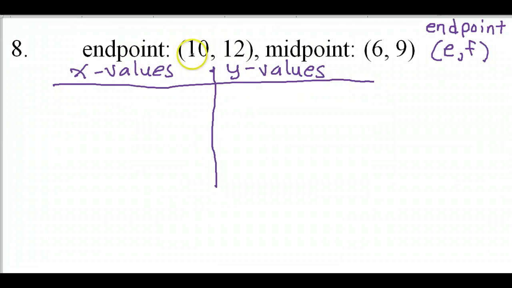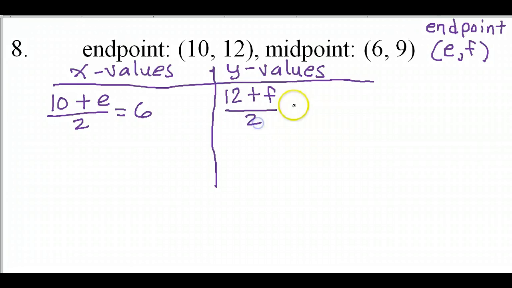Okay, so the average of my x's should equal my x. So 10 plus e divided by 2 should equal 6. The average of the endpoints should equal the midpoint. Same thing with the y values. 12 plus f divided by 2 should equal 9.